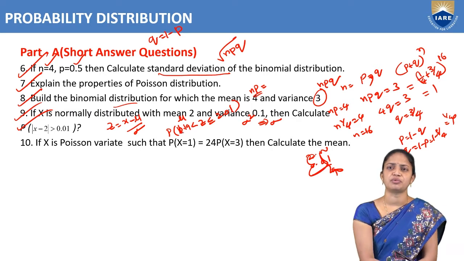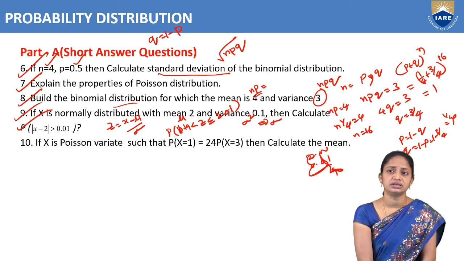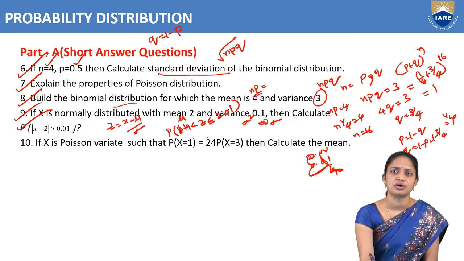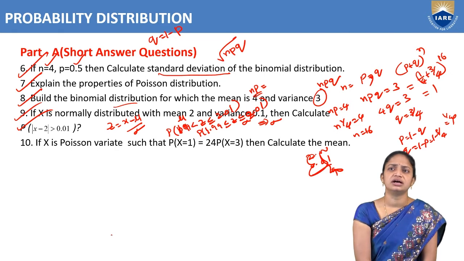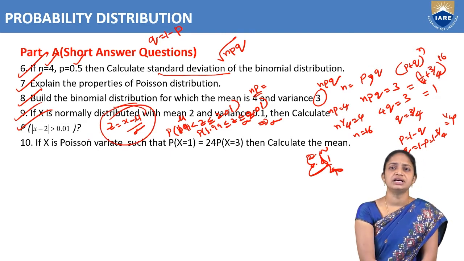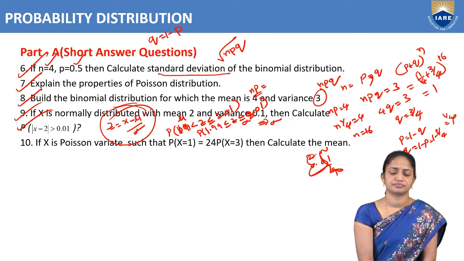So the probability of 1.99 less than or equal to Z less than or equal to 2.01. Here they have given that mu equal to 2 and sigma square equal to 0.1. We have to calculate sigma from the variance, but the main formula is Z equal to (X minus mu) by sigma.